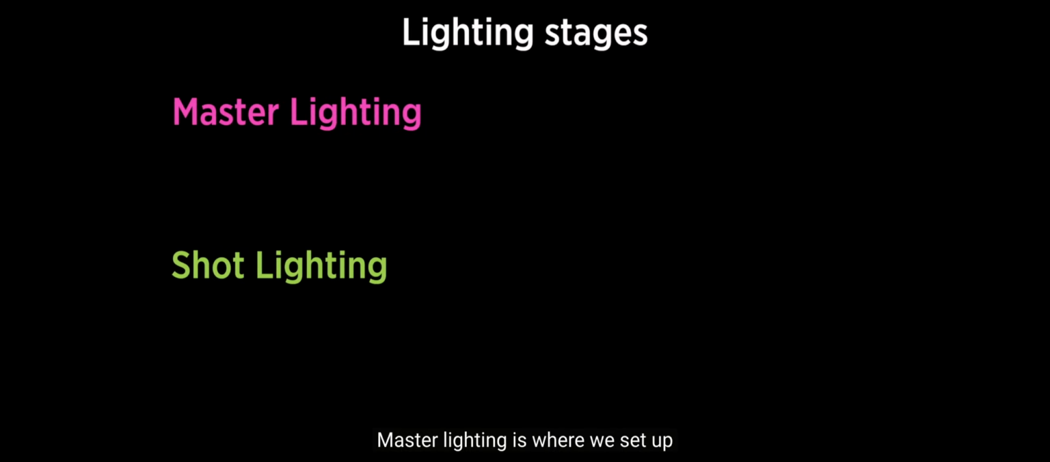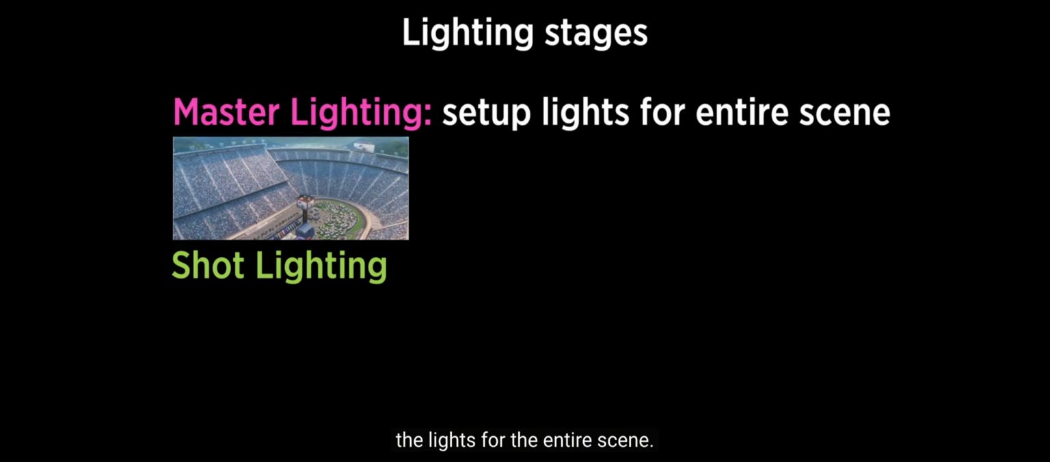Lighting happens in two main stages, master lighting and shot lighting. Master lighting is where we set up the lights for the entire scene. This involves choosing the correct position, direction, time of day, color, and intensity for the lights. Think of it as lighting in broad strokes, taking all the shots into consideration.